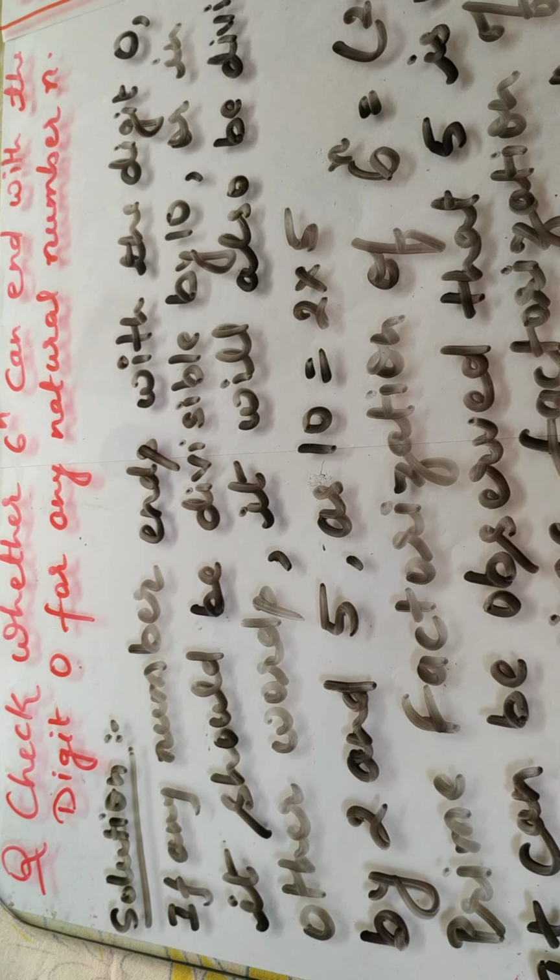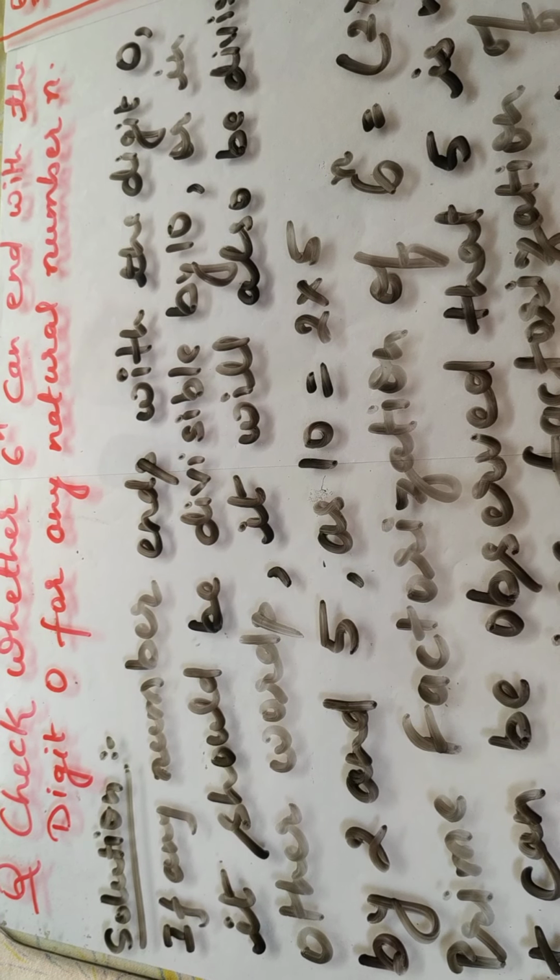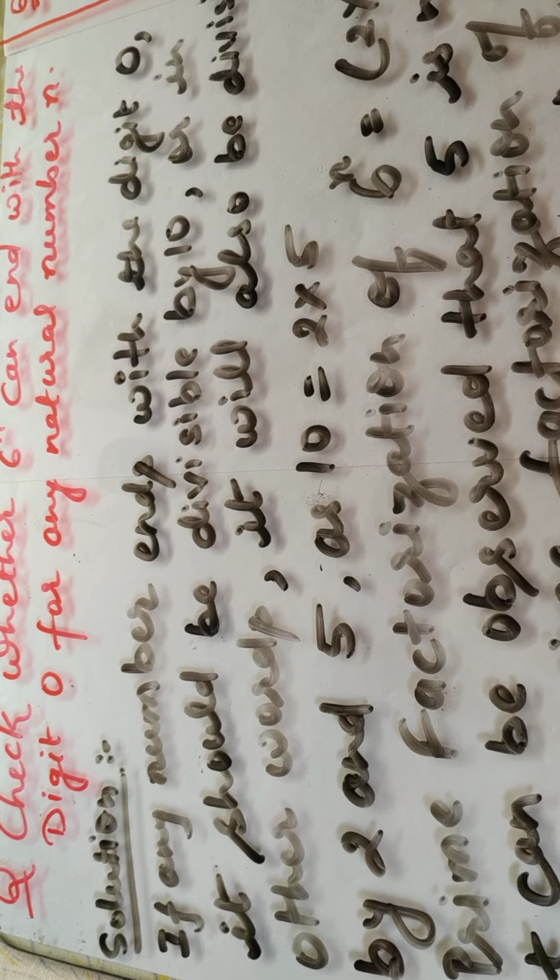It can be observed that 5 is not in the prime factorization of 6 to the power n. Hence, for any value of n, 6 to the power n will not be divisible by 5. So 6 to the power n cannot end with the digit 0 for any natural number. So by using the fundamental theorem, you can solve more questions like this by using prime factorization. Now we are going to solve another question.